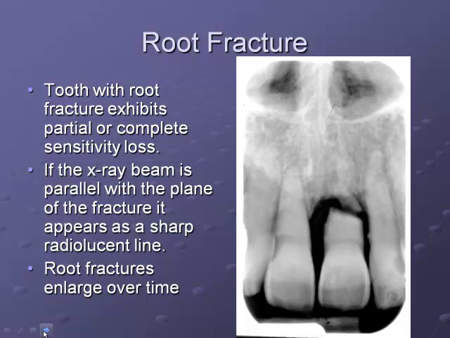A root fracture is also seen as a radiolucent line, but is sometimes more difficult to visualize because of the alveolar bone. A tooth with a root fracture exhibits partial or complete sensitivity loss, and if the X-ray beam is parallel with the plane of the fracture, it appears as a sharp radiolucent line. Root fractures enlarge over time.